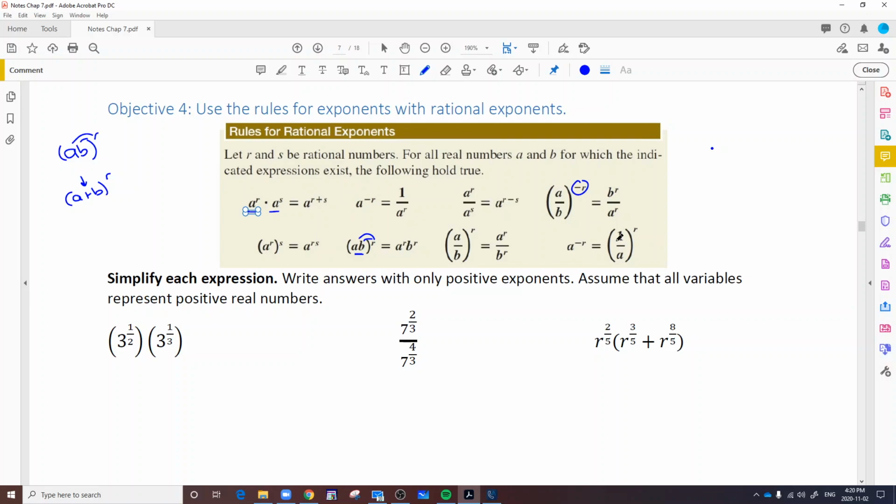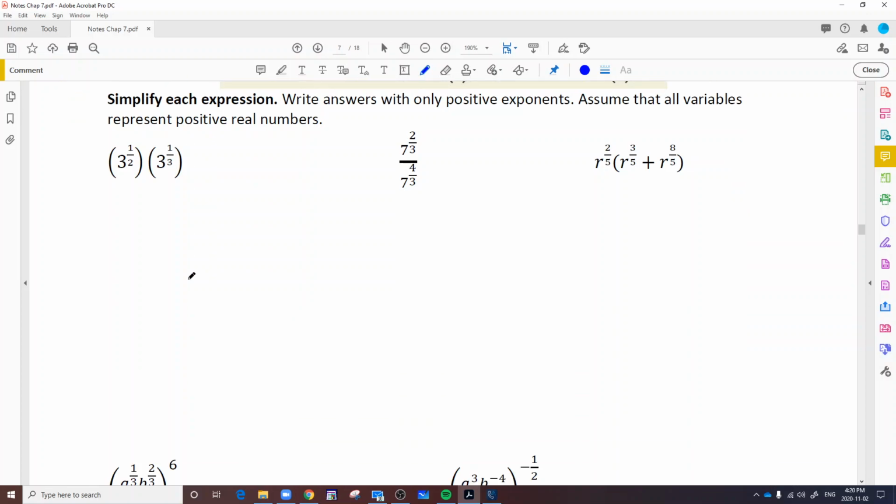fraction it's on. Okay, so if I have 3 to the exponent 1/2 times 3 to the exponent 1/3, this is multiplying powers of the same base. So I can add the exponents. This would be 3 to the 1/2 plus 1/3. In order to add fractions, you need a common denominator. So the common denominator is going to be 6, and you could write this as one fraction at this point.